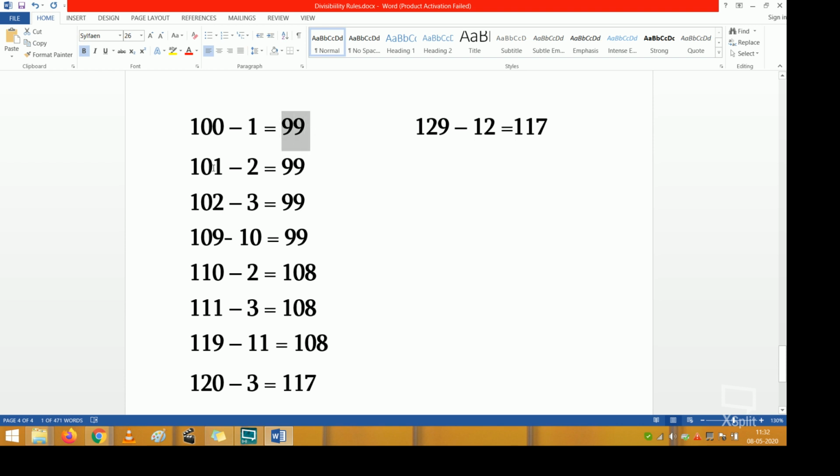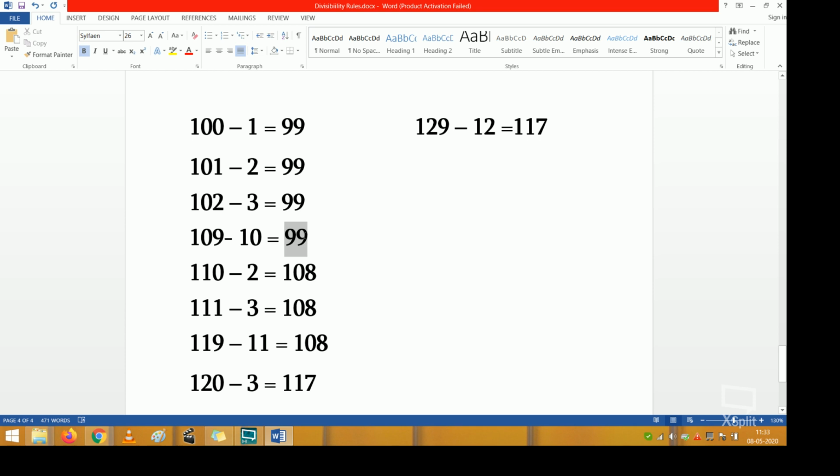For 101, what is the sum of the digits? It is 2, right? 1 plus 1 is 2. So you subtract 2, you get 99. 102, the sum of the digits is 3. Subtract 3 from 102, you get 99. How long will we keep getting 99, 99, 99? Up to 109, because for 109 the sum of digits is 10, and 109 minus 10 is 99.